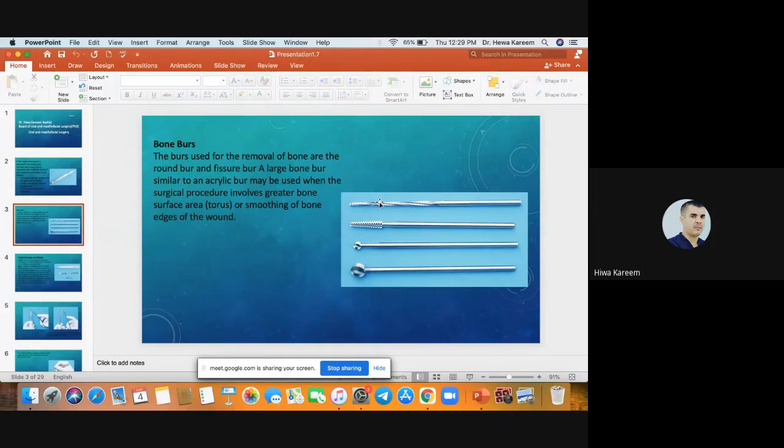Second, with the handpiece we need many burs. This is a bur. A bur is used for removal of the bone, and must be fissure or round for smoothing the bone or cutting and dissecting the tooth. This is a surgical bur. This bur is long, this is fissure, and this is round.